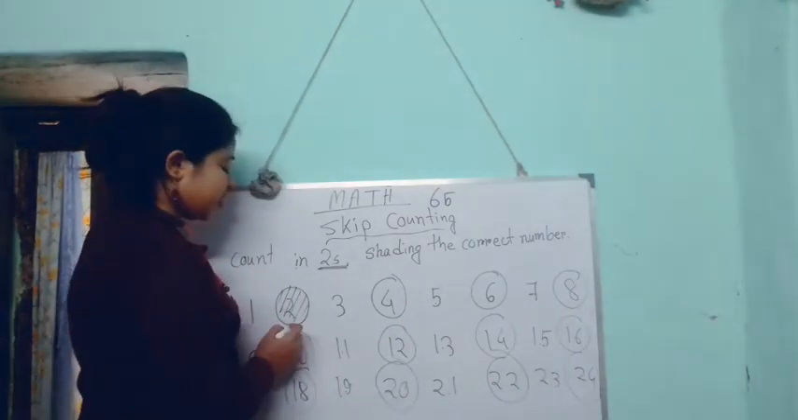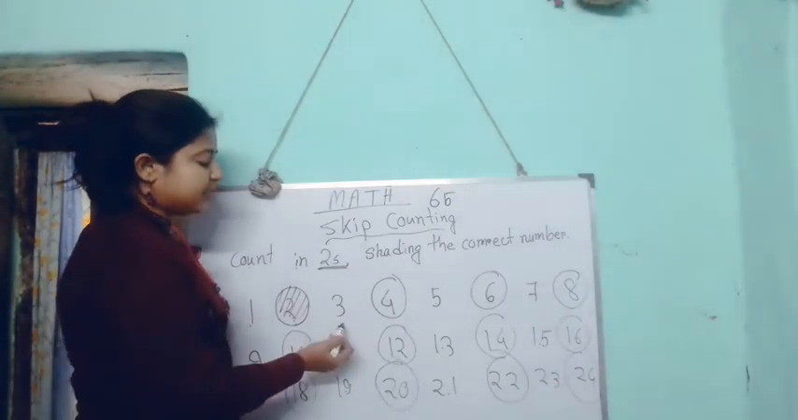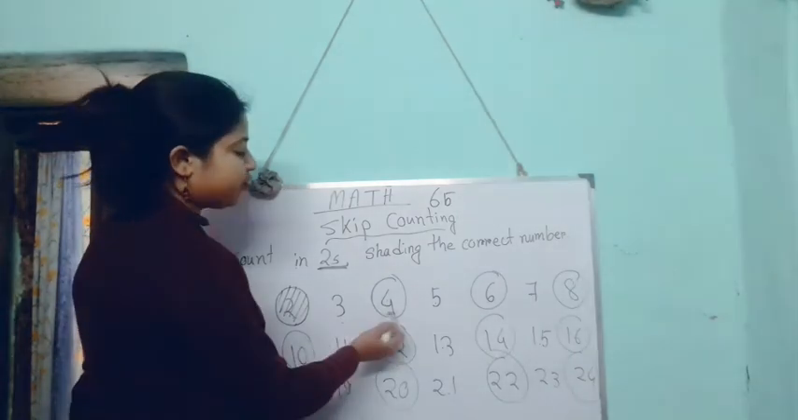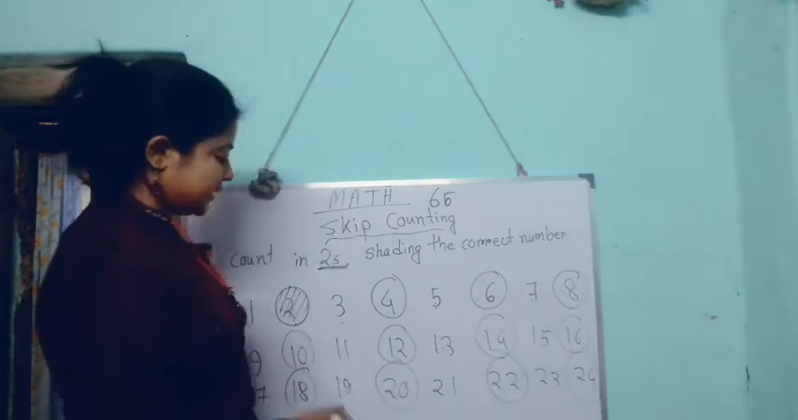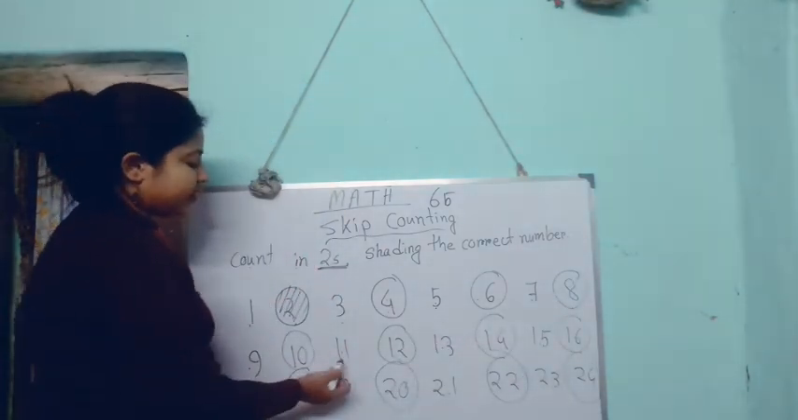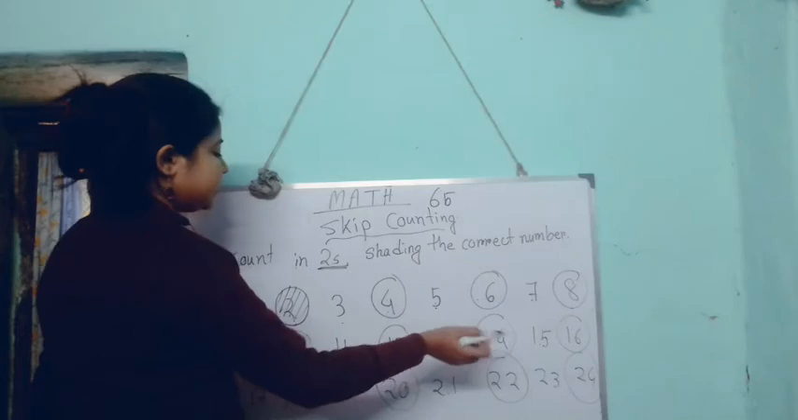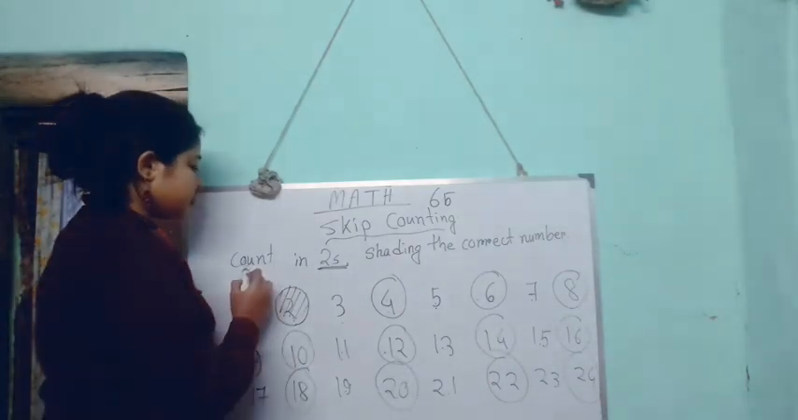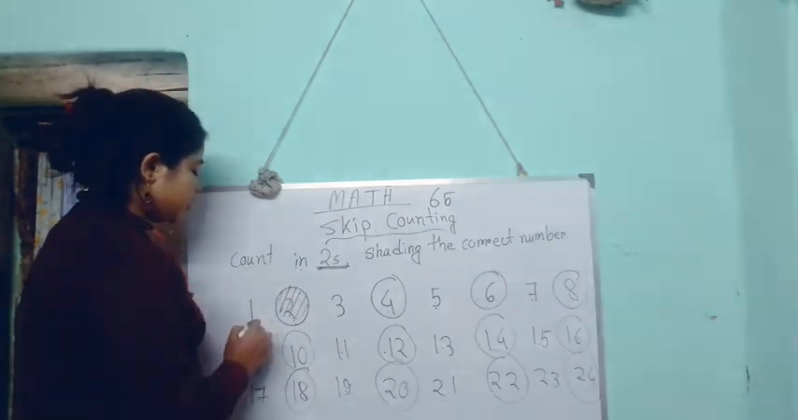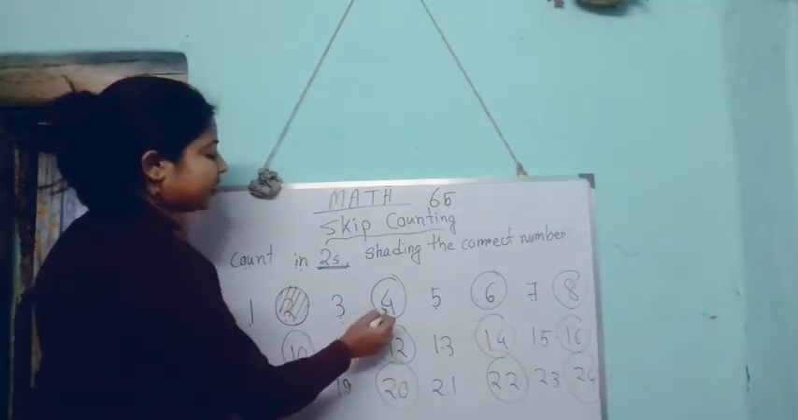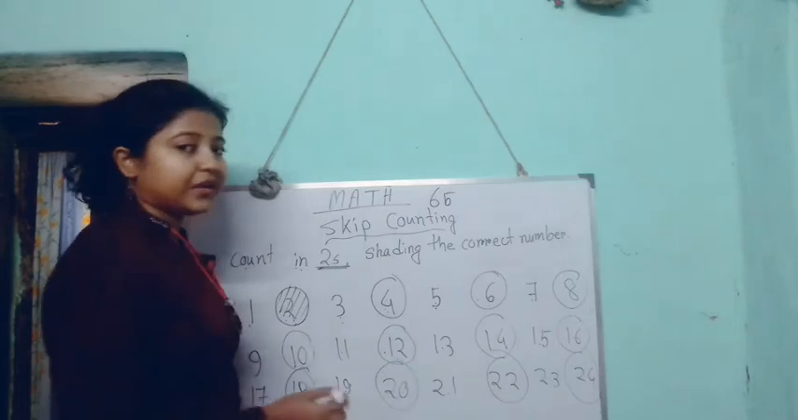So first we leave the 1 and count the 2. Second we leave 3 and count 4. We leave 5 and count 6. We leave 7 and count 8. We leave 9 and count 10. We leave 11 and count 12. This is how we complete this. So count in 2s means you have to count only the 2. That means with 2, then leave 1 and again 2, leave 1 and again 2, like this.